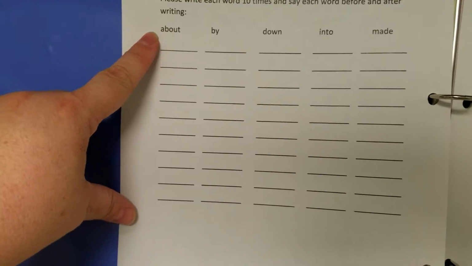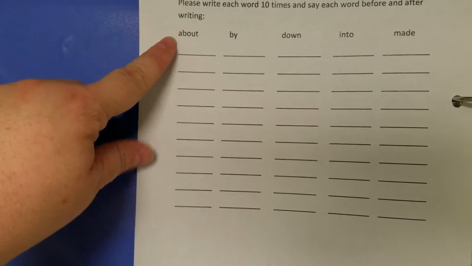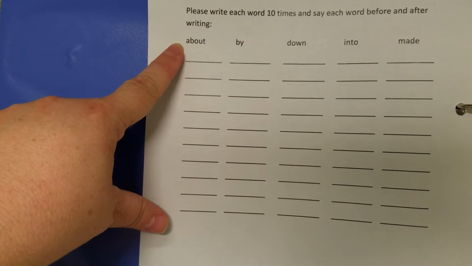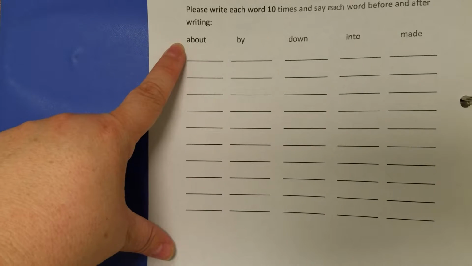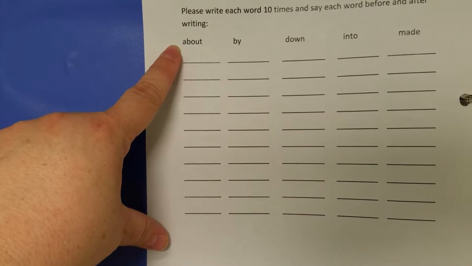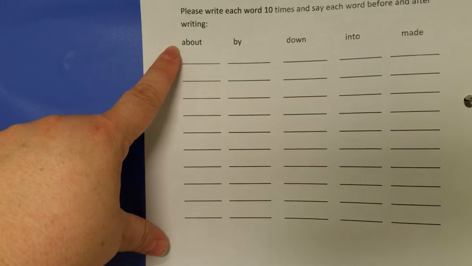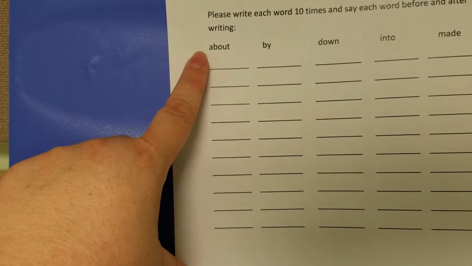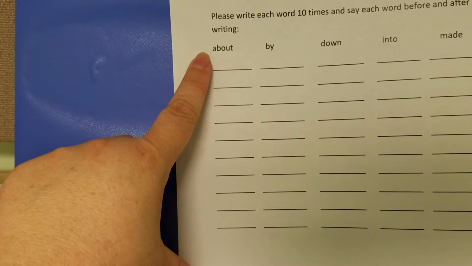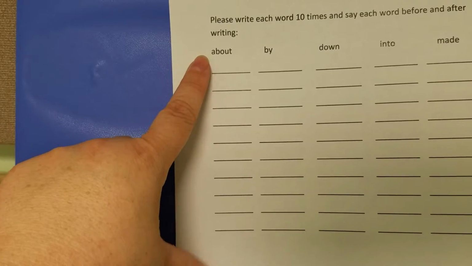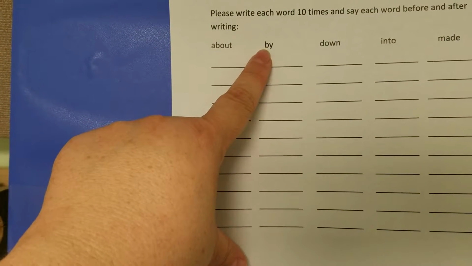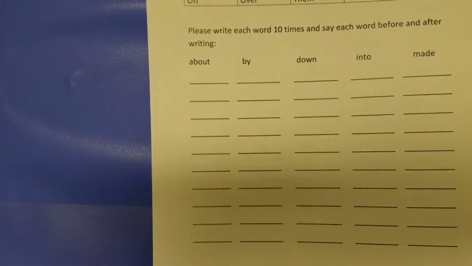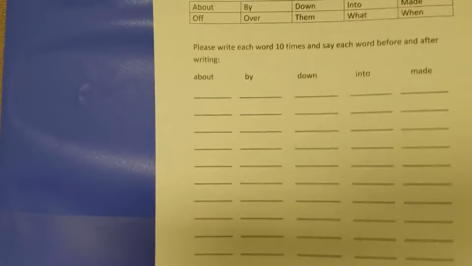And after you're done listening to this word, pause this video, and then you can start it again. So the first word you're going to do is about. A-B-O-U-T. Now pause. Okay, you're back on. The next word we're going to do is by. B-Y. Write it 10 times. Now you can pause.